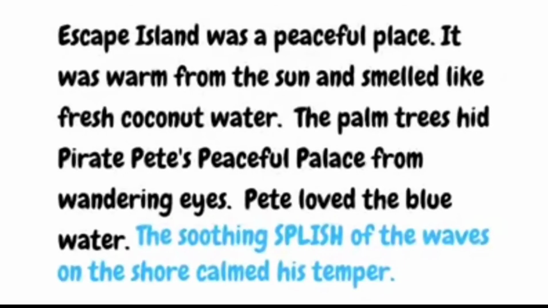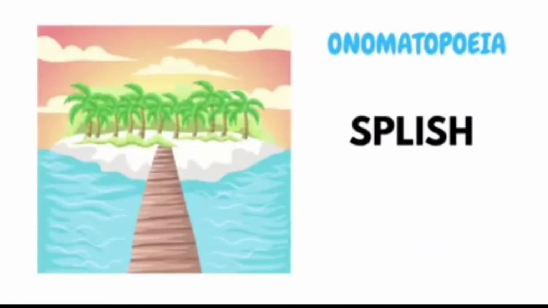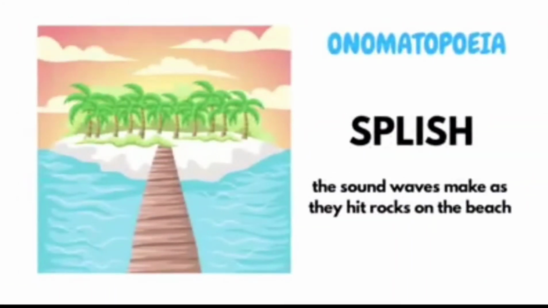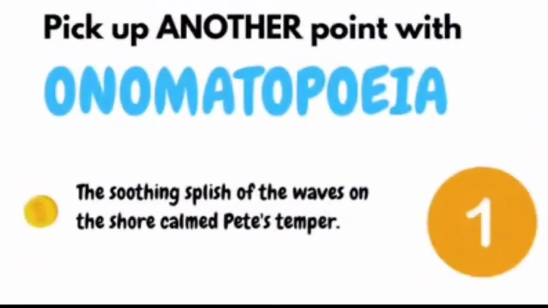So here we go. The soothing splish of the waves on the shore calmed his temper. Guess which word is the onomatopoeia? Splish, that's right. Splish tells us what the sound of the waves makes as they hit rocks on the beach. That's familiar, right? So we picked up another point for onomatopoeia. We are getting a whole lot of points and we just wrote one paragraph.